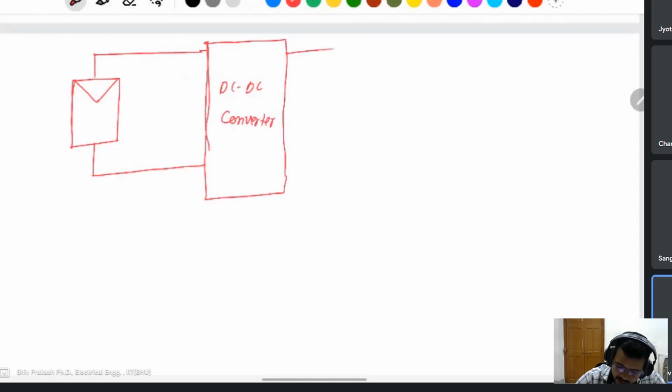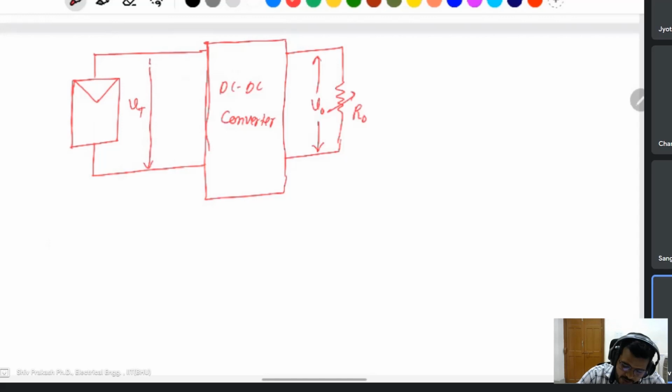Then you will get the output. If you take a variable load, this is the V naught. This is the terminal voltage of the PV panel, and this is the terminal current of the PV panel.